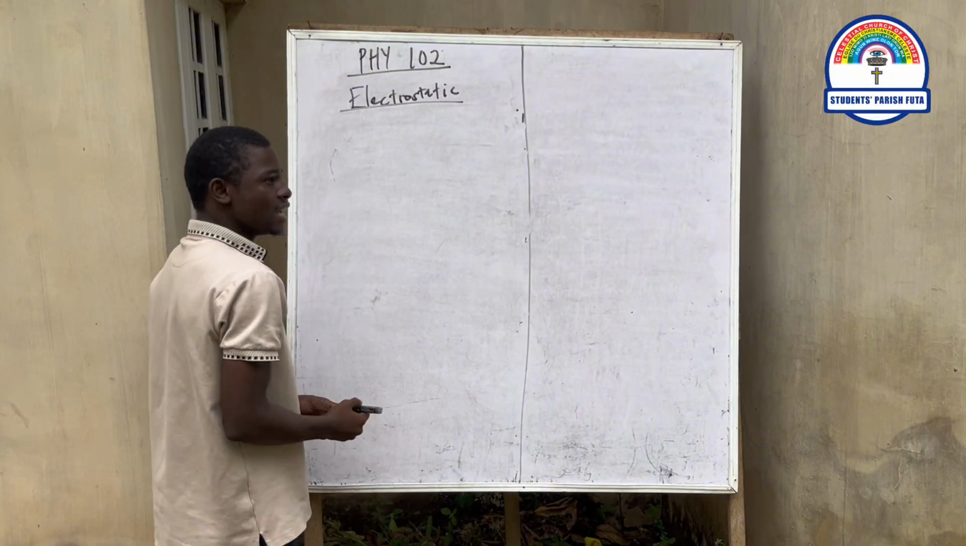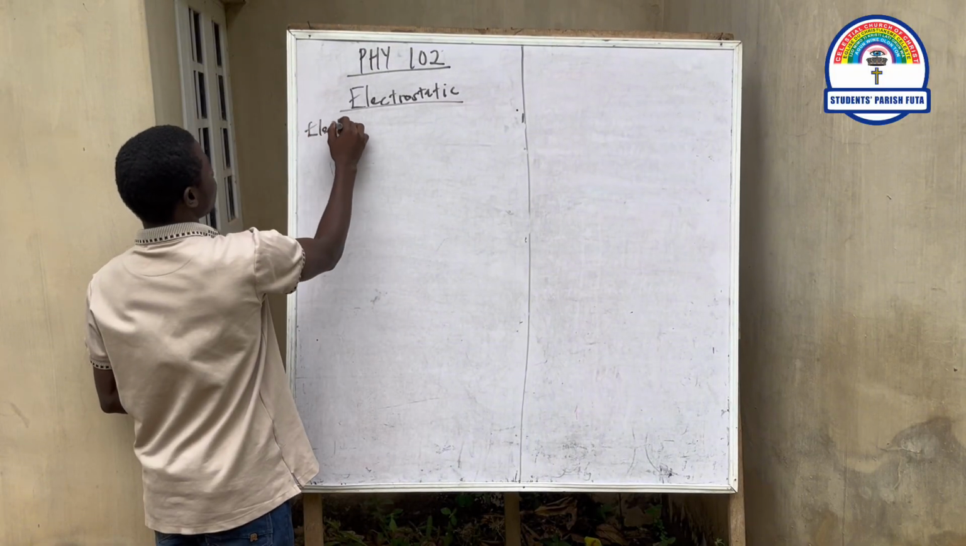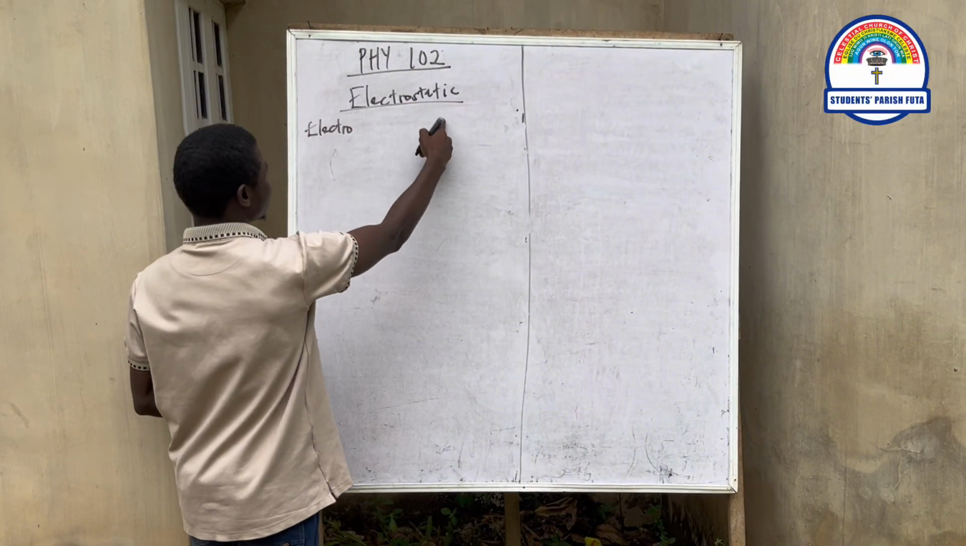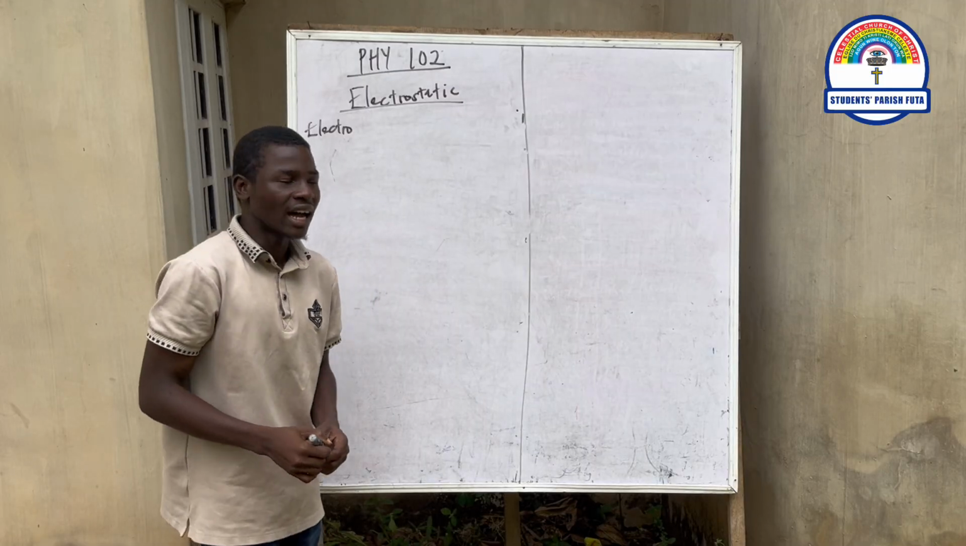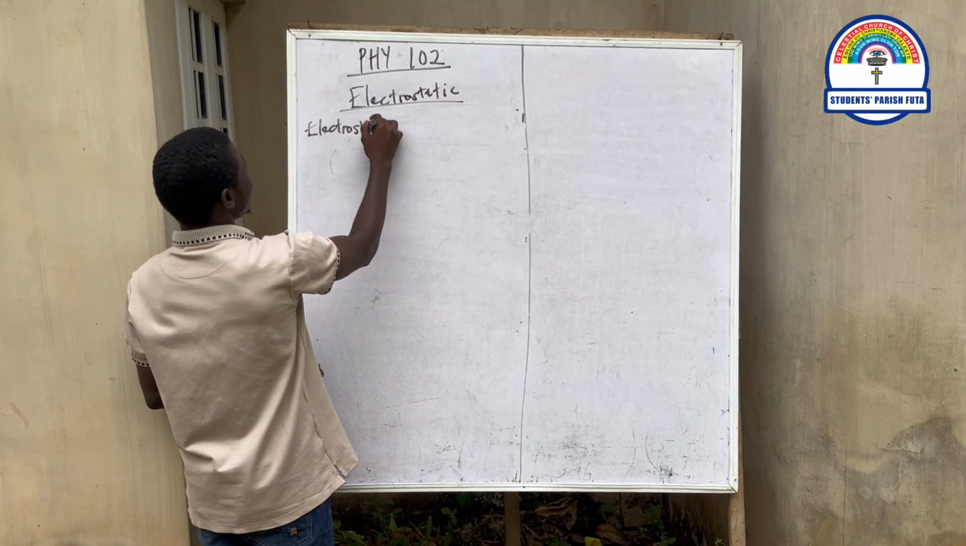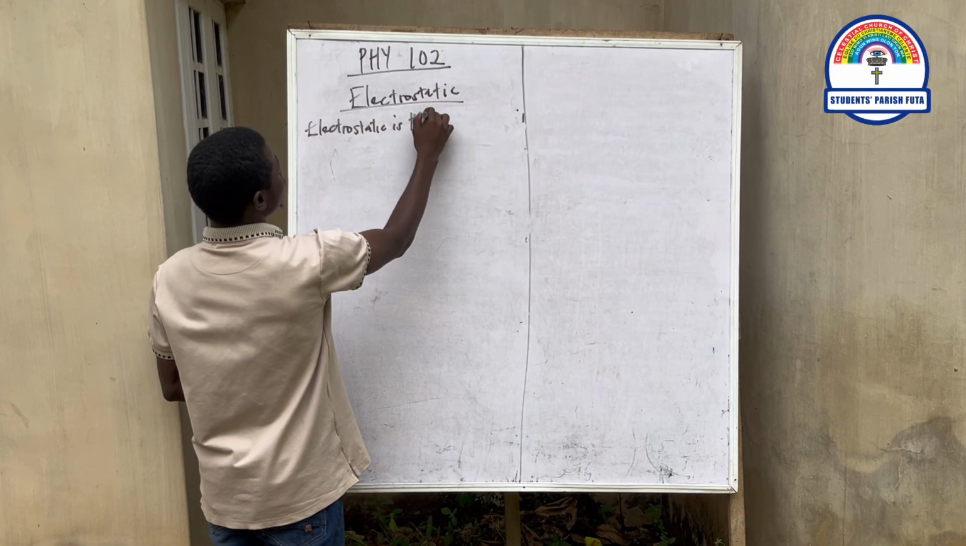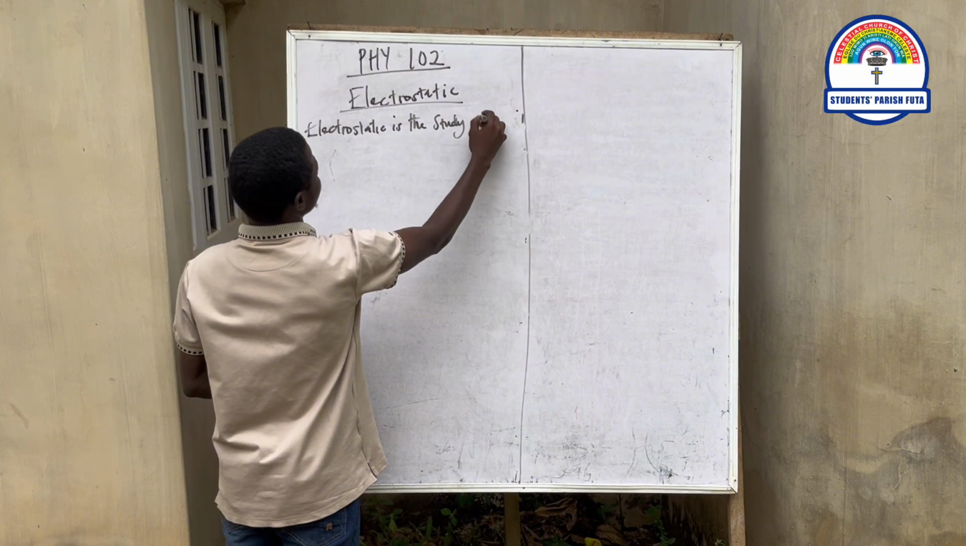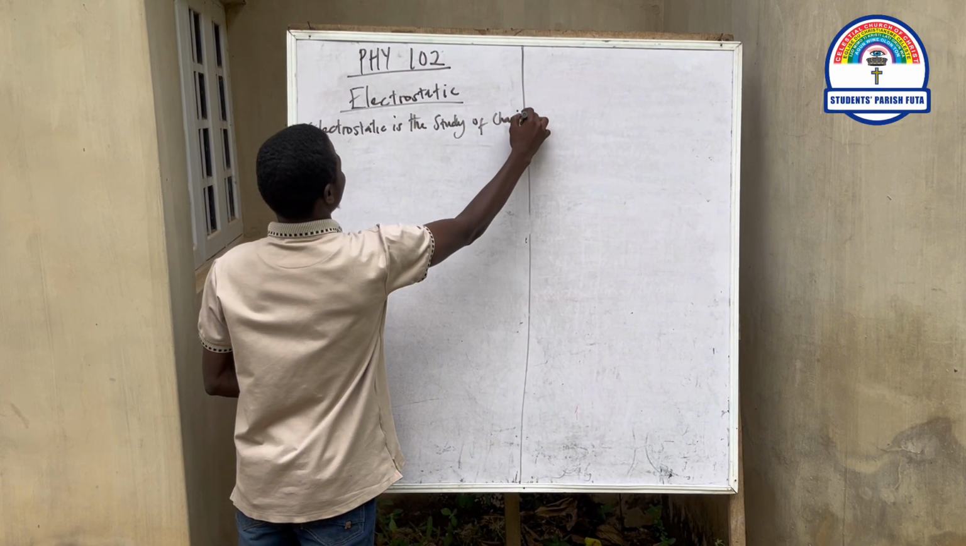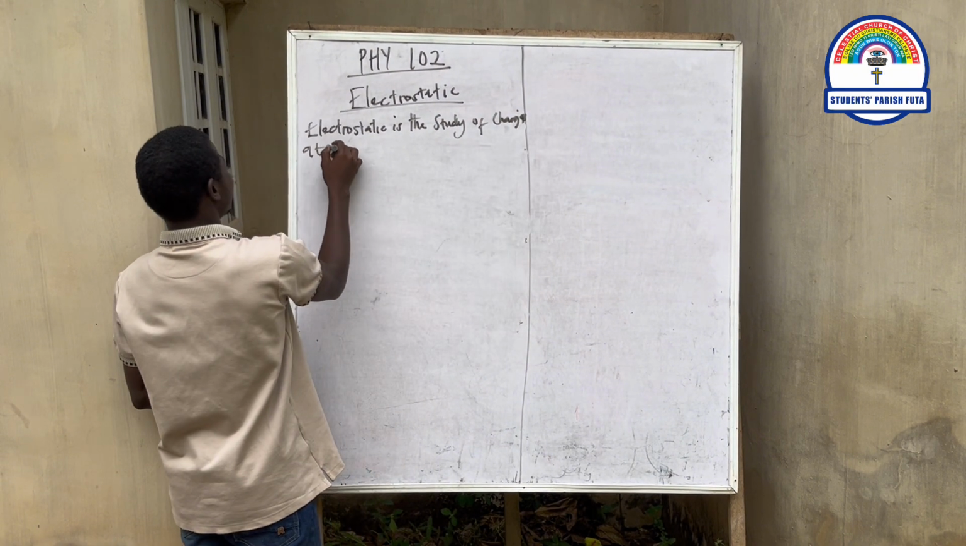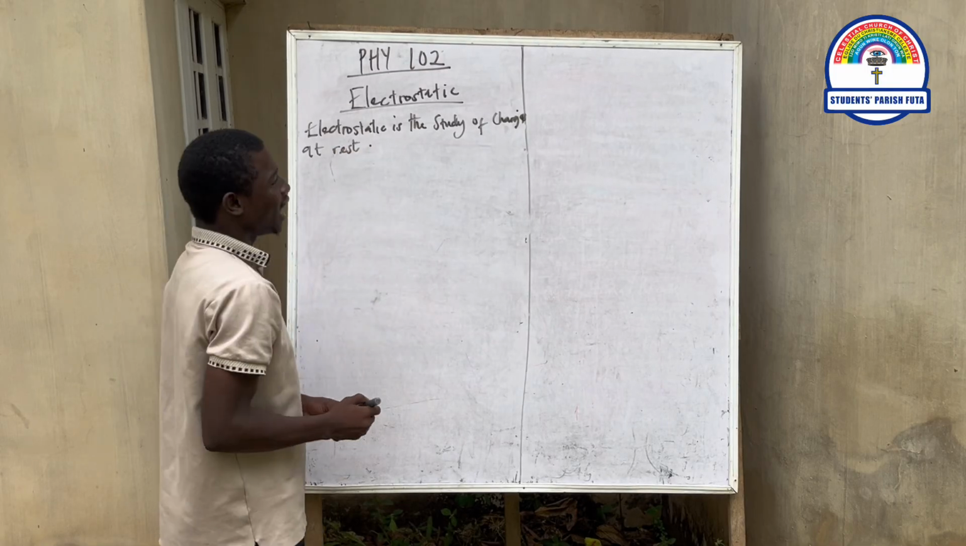So electrostatics is the study of charge, from the words electricity and static. Static means at rest. So electrostatics is basically the study of charges at rest. Study of charges at rest.